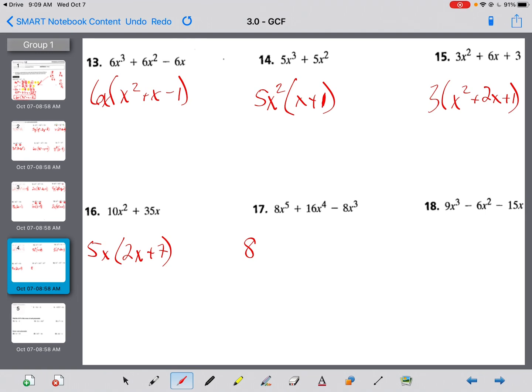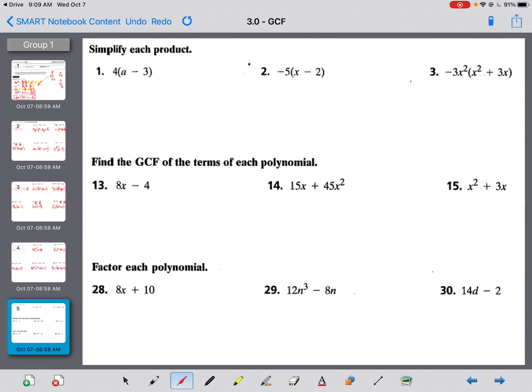8 goes into all of it. They all have at least x to the third. That leaves me with x squared plus 2x and minus 1. And what goes into all of them? 6 doesn't, but 3 does, and they all have an x. So 3x squared, take an x off, minus 2x, take an x off, minus 5, take the x. And that's greatest common factoring.